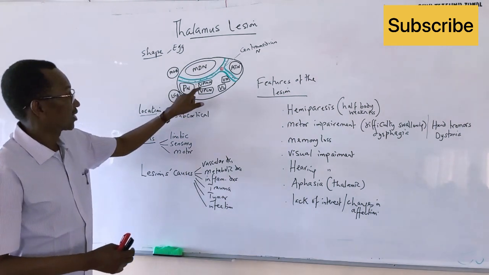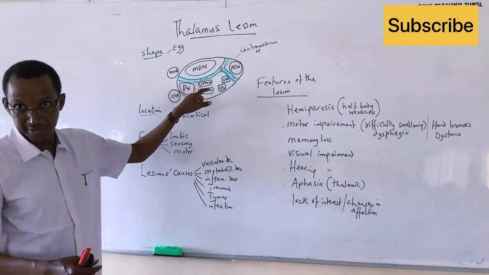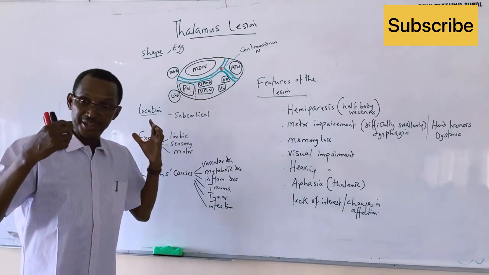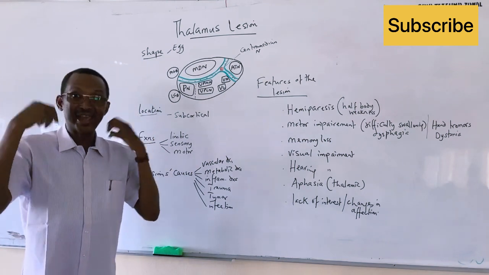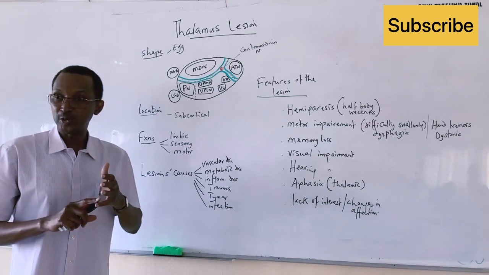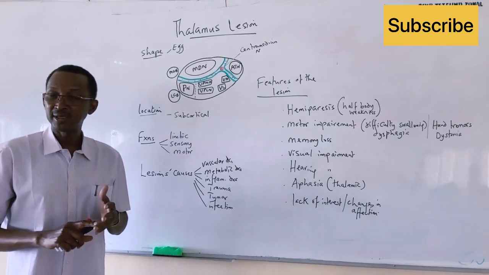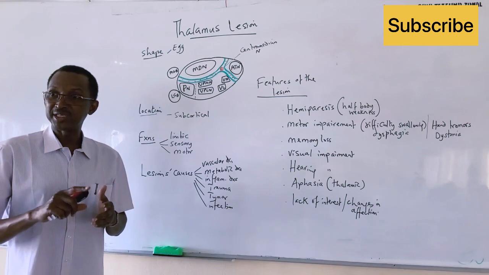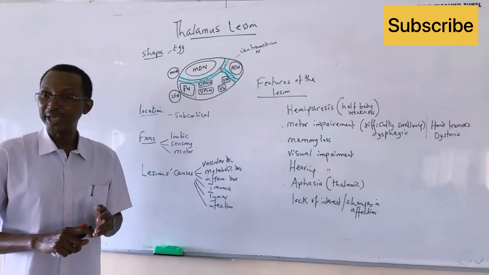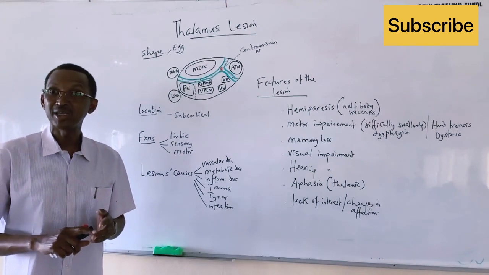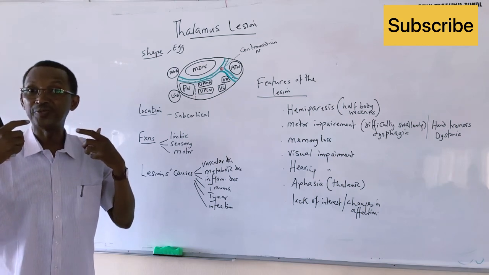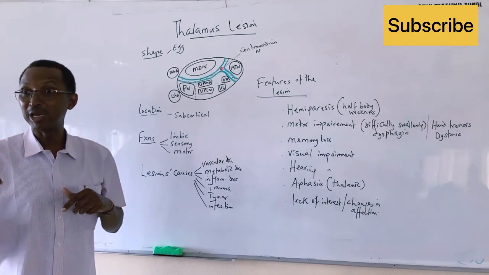If you now take the ventroposteromedial nucleus, this one conveys the sensation from the head and the neck. Any kind of sensation that you can think of, be it proprioception, vibration sense, discriminative touch, then pain, temperature, and pressure, fine touch, crude touch, all this sensation from the head and the neck is carried through the fifth cranial nerve, known as the trigeminal nerve.